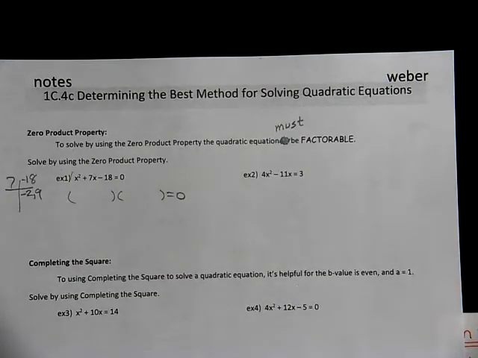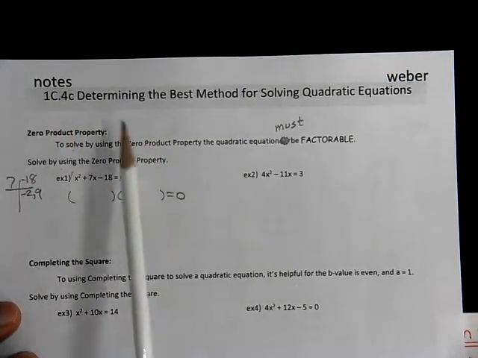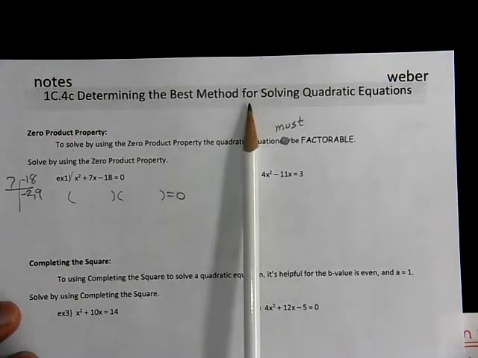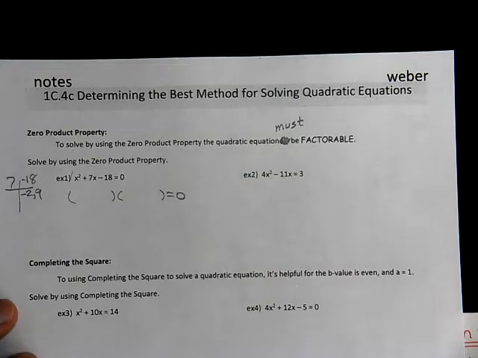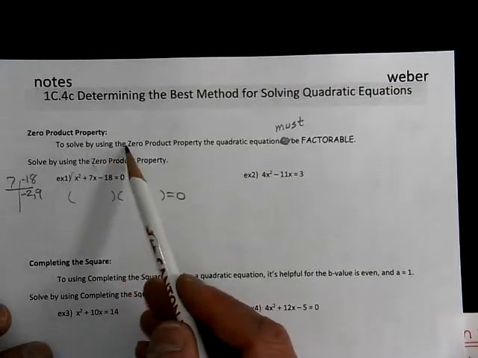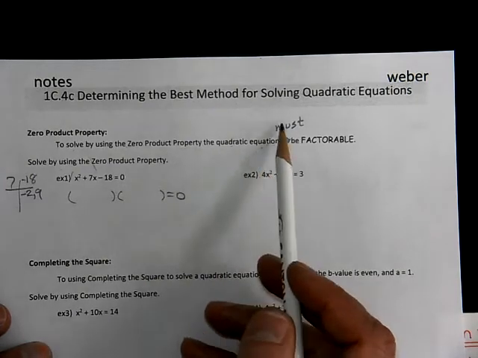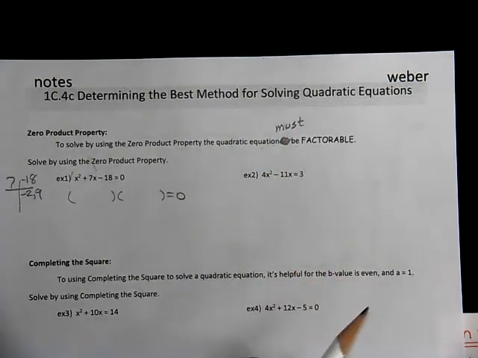This is Algebra 2 with trig. We're working on 1C.4c. We're going to determine the best method for solving quadratic equations. We're going to first work with the zero product property. To solve by using the zero product property, the quadratic equation must be factorable.